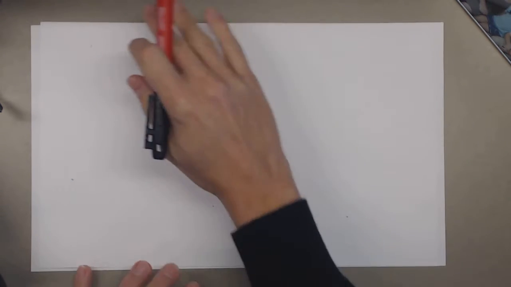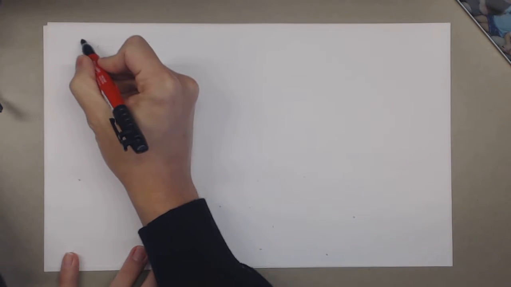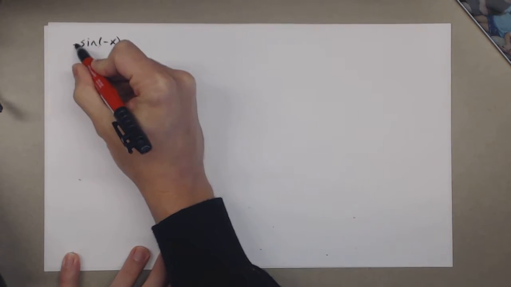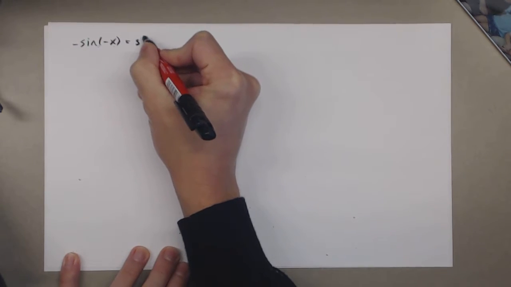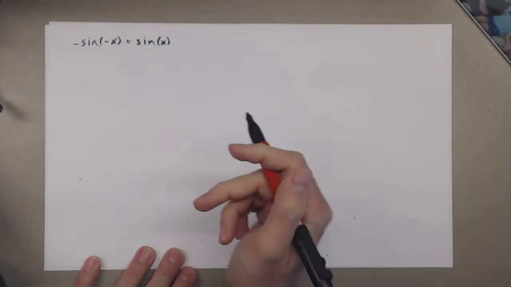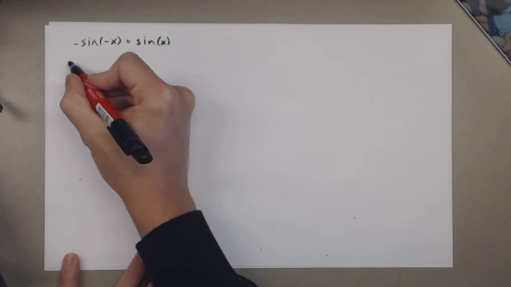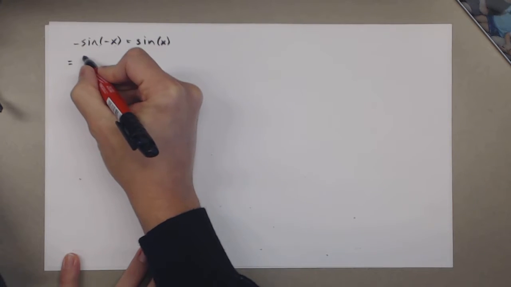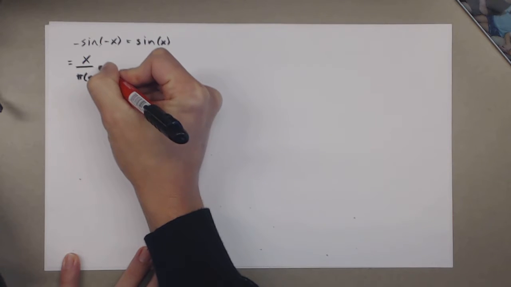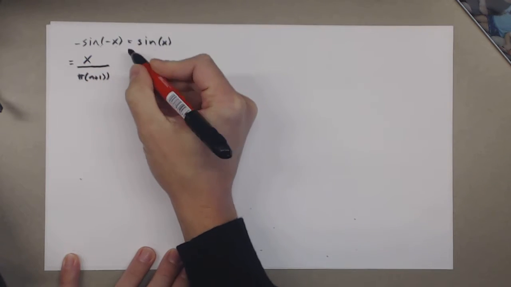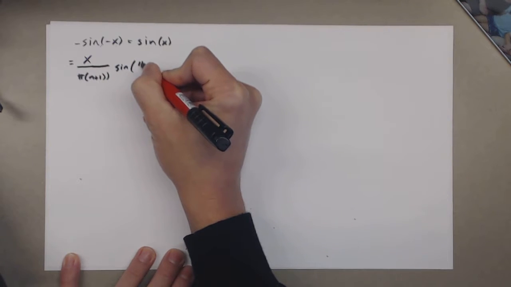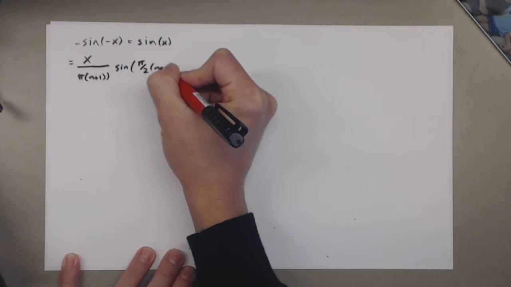And the first thing in our simplification is to know that since sine is an odd function, minus sine of minus x is actually equal to sine of x, right? And so we can use that to combine terms that we had on the previous line, and then we have x over pi n plus 1 times sine of pi over 2 n plus 1.